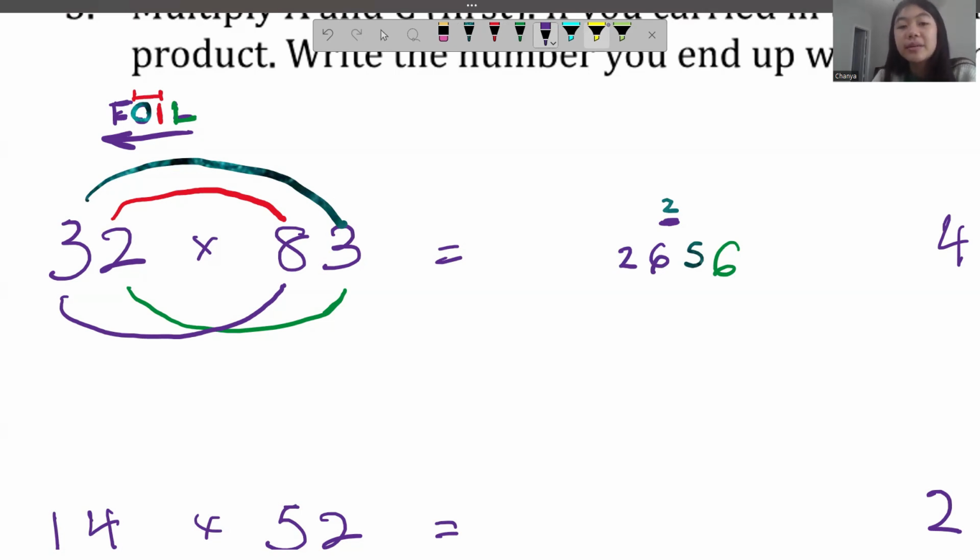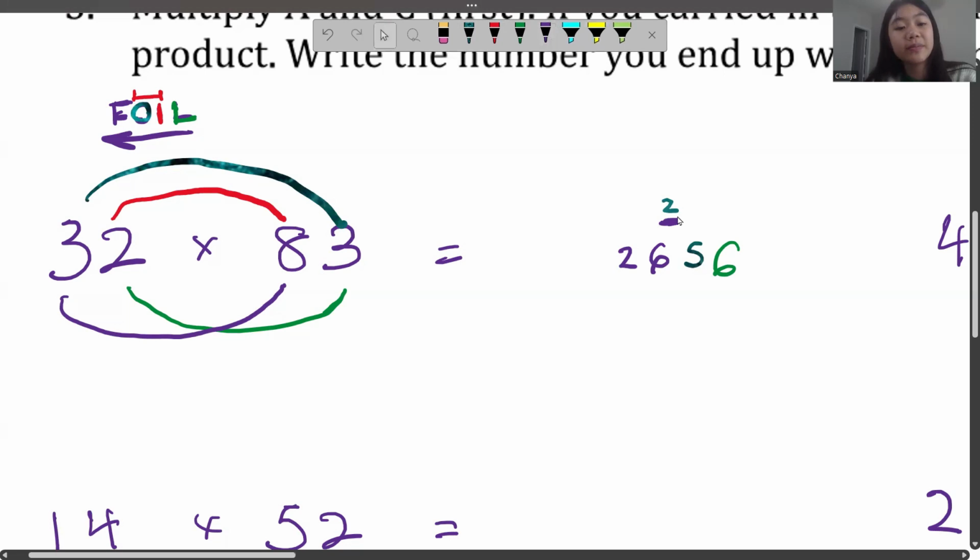That's basically how FOIL works. So again, working from back to front with the acronym of FOIL, you do the last digits. You write down the sum of the products of your inner and outer digits. And then you multiply your first digits and you write it in that order, accounting for any carries you may need.